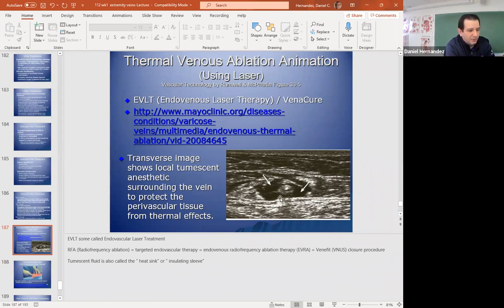So this is just a transverse view. It looks like it's probably either the greater saphenous or the small saphenous. This is definitely a superficial vein here. So we have a transverse view, and you can see the small echogenic center of that. That's the catheter with the laser attachment to it. With this procedure, that catheter or the laser will heat up and actually cauterize or shrink that vessel itself. They also have to, under ultrasound guidance, inject a little buffer of fluid around the vessel itself to protect the surrounding tissue as well.